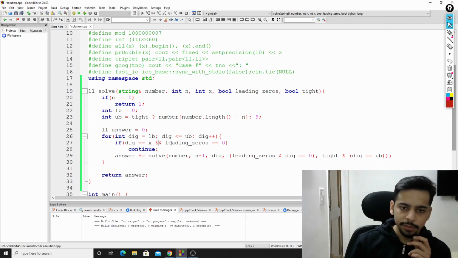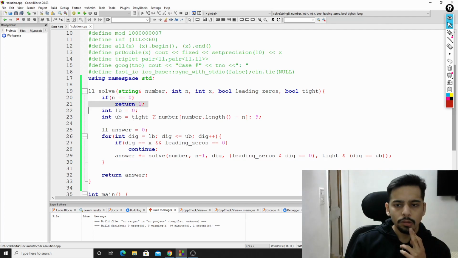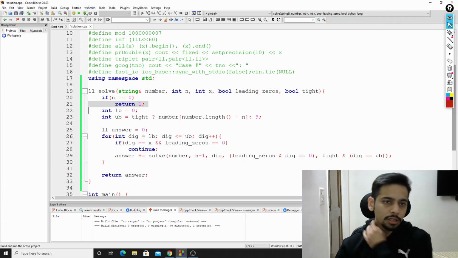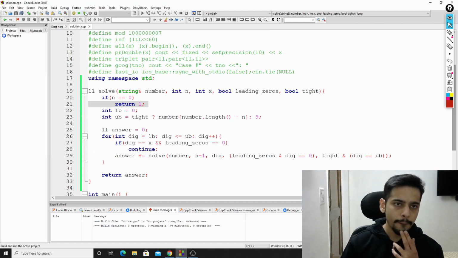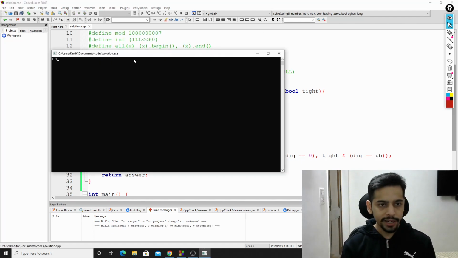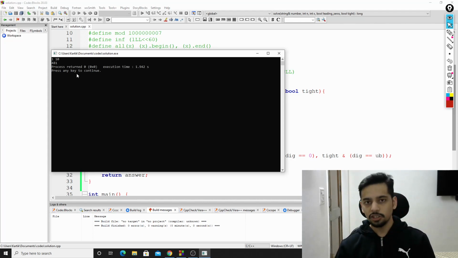You do not put the same digit when leading zeros is 0. You're trying out all the digits at this position. That's all right. Let me try a smaller case. Let me try 11 and 16 maybe. It's giving me the right answer for this one. How about 1 and 10? It should give me 10, I guess. But okay, this is interesting.